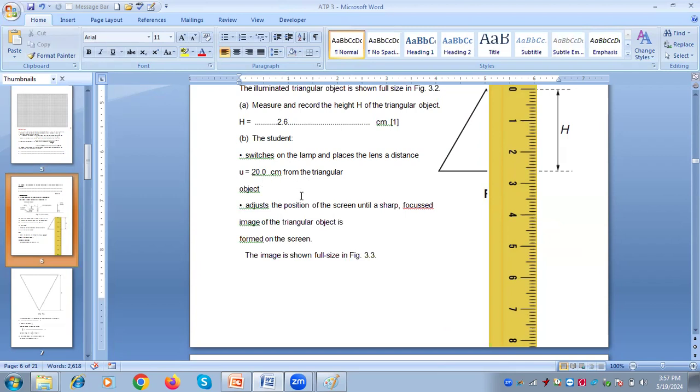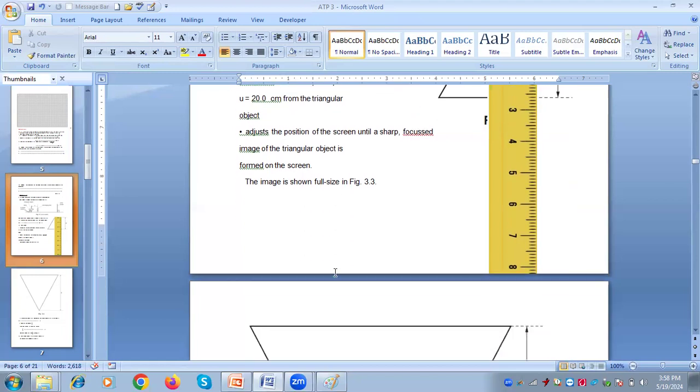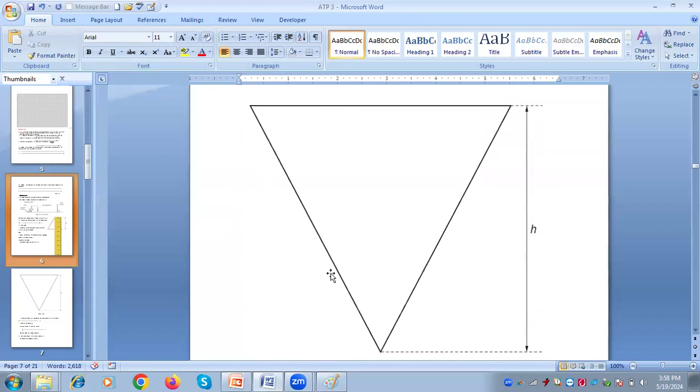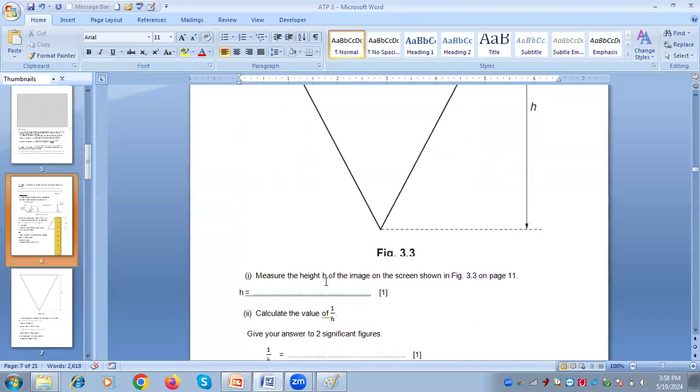The student switches on the lamp and places the lens at a distance u equal to 20 centimeter from the triangular object. So the object distance here, the first reading, is 20 centimeter. He adjusts the position of the screen until a sharp focused image is obtained. And again here, as you have learned from the previous question, the image will be inverted. So here the full size image is shown, and we measure the height, small h.